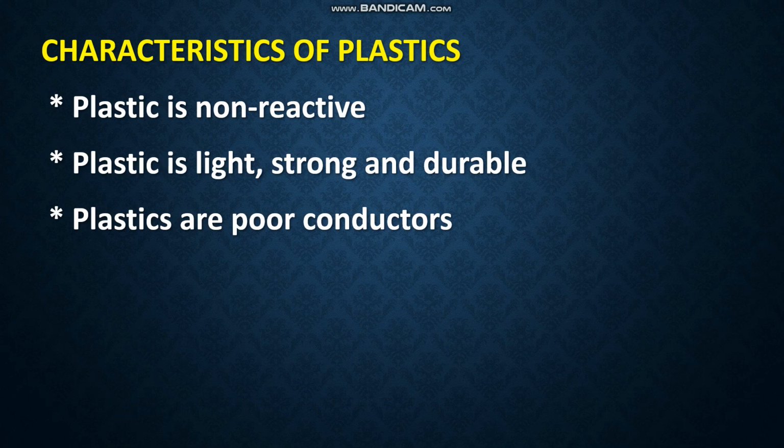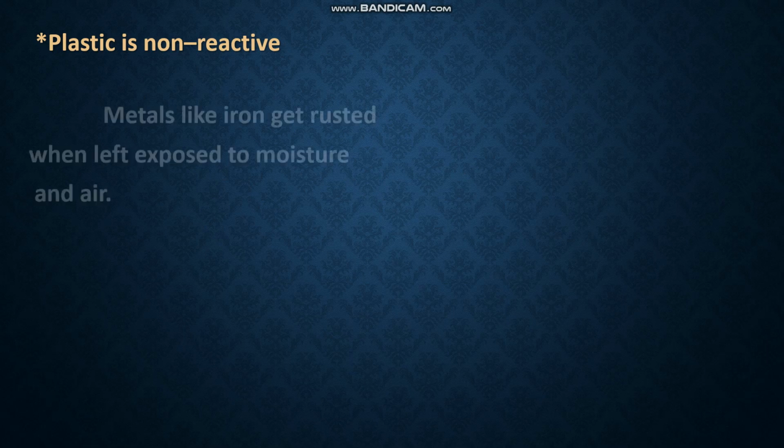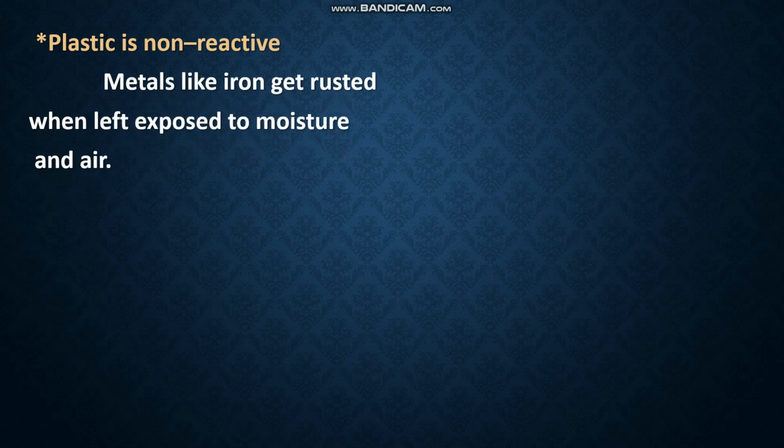Next we'll see what are the characteristics of plastics. Plastic is non-reactive. Plastic is light, strong, and durable. They are poor conductors of heat and electricity. These are the characteristics of plastics. Let us see one by one. First one, plastic is non-reactive. What is meant by non-reactive?